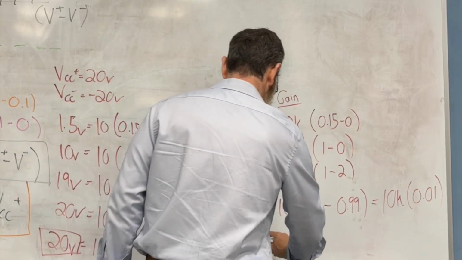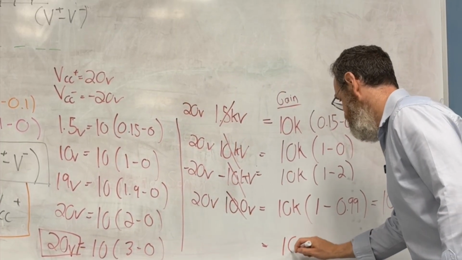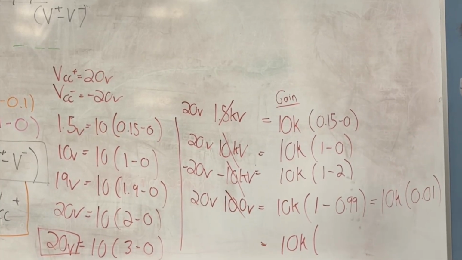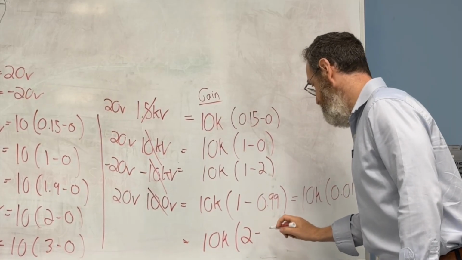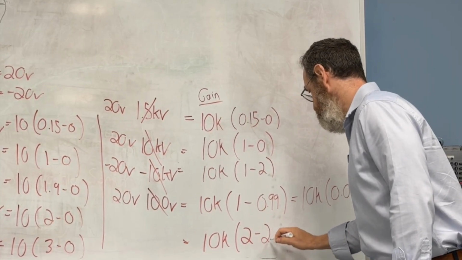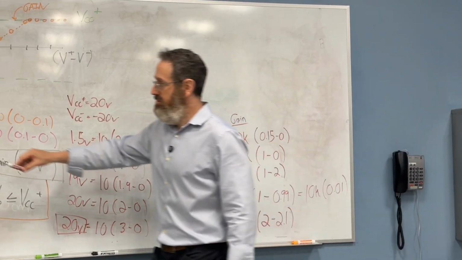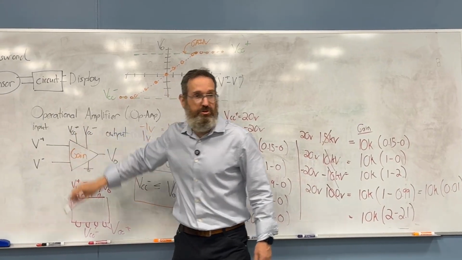How about one more example? 10K times, let's do 2 minus 2.1, right? So this is 2. This is 2.1. So I have 2 minus 2.1.